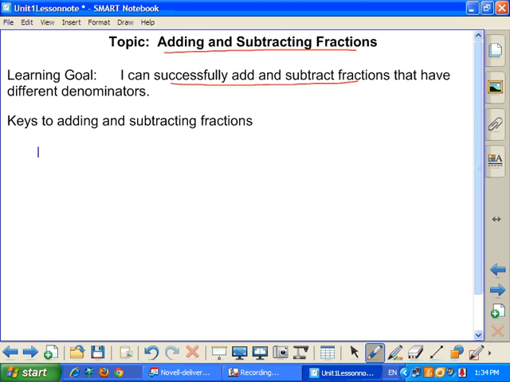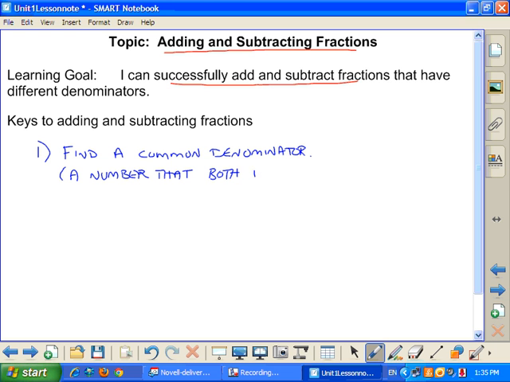For those who don't remember how to add and subtract fractions, first of all, you need to find a common denominator. So what does that mean? A number that both denominators will divide evenly. And I'll give you a couple of examples to show how that works. Okay, so that's your first step.